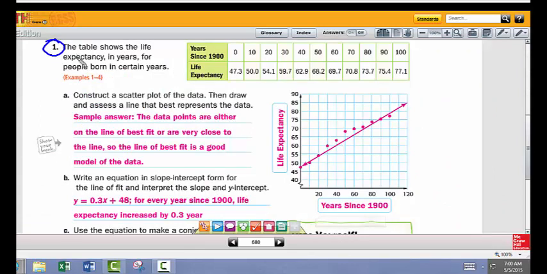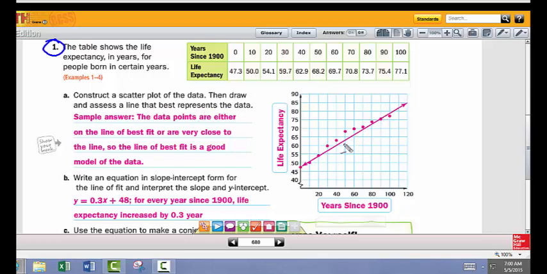Number 1, the table shows the life expectancy in years for people born in certain years. Okay, so the first thing we need to do is construct a scatter plot, which means plot the data. So we have one at 0 and 47.3, that's right here, one at 10 and 50, so 10 and up to 50, etc. And then draw and assess a line that best represents the data.